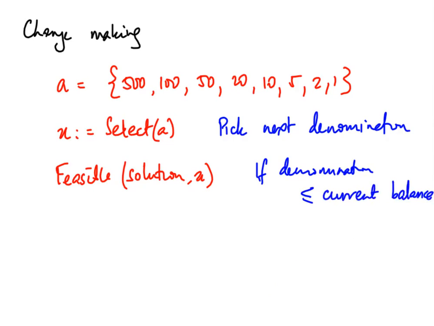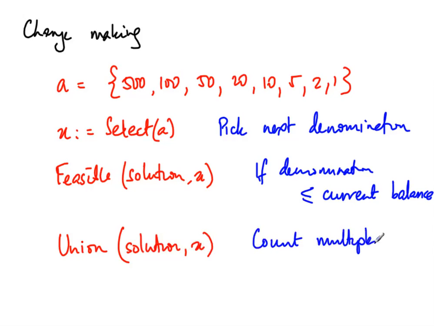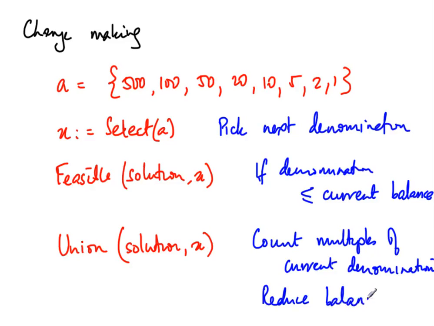And finally, the solution is updated. So we count the number of multiples of the current denomination that go in, so whether we can use 1 or 2 or how many, and we reduce the balance by this amount. So this is how the change making problem would fit into the general strategy that we just outlined.